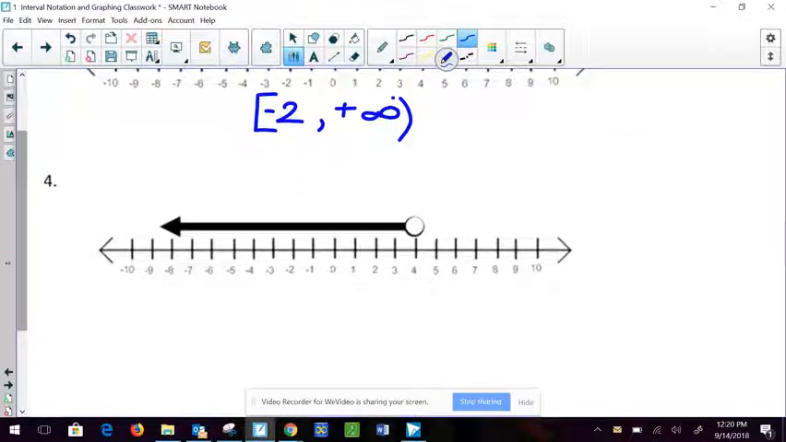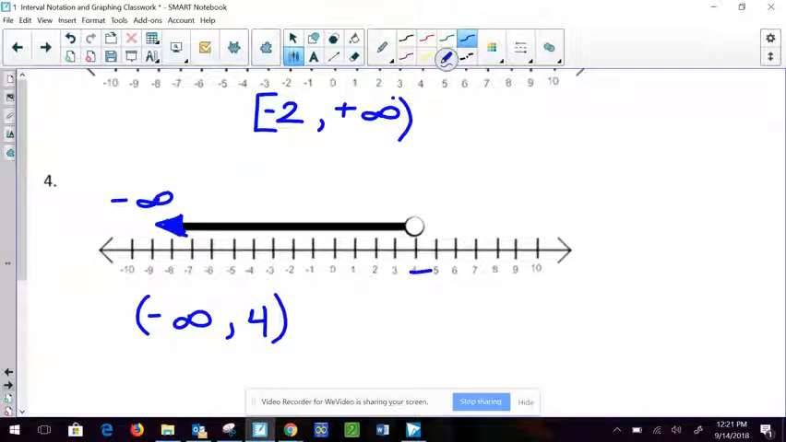The final one we're going to look at is number 4. Even though it looks like it's ending at -8, there still is an arrow showing that it's going all the way to the left. All the way to the left means negative infinity. And we just discussed a negative infinity always gets, you guessed it, a parenthesis, comma. This goes all the way to the 4. That's where it ends with an open circle. So an open circle means, man, you're on fire. It does get a parenthesis. You are correct.